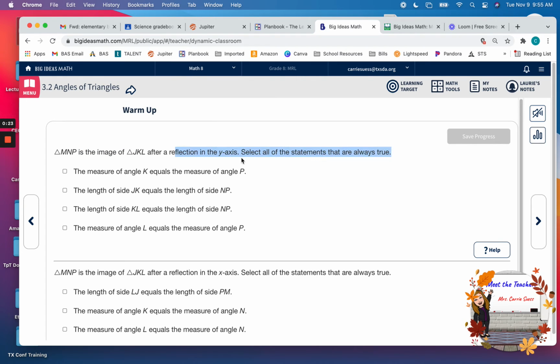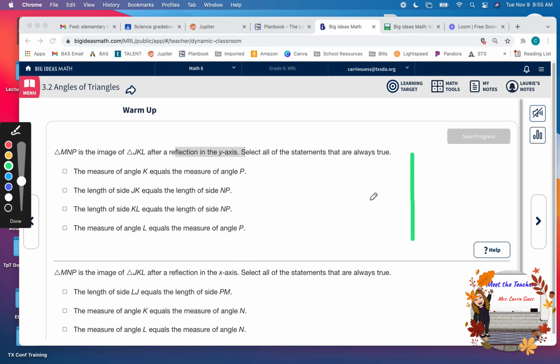After a reflection on the y-axis, select all the statements that are always true. Okay, what's a reflection? A mirror. That doesn't explain it, Samuel. A mirror image, or like one that's the exact opposite. Right, and the y-axis is this vertical axis, right? This is the y-axis. So it's telling you that a triangle is a reflection across the y-axis. Oh, yep, I got you.